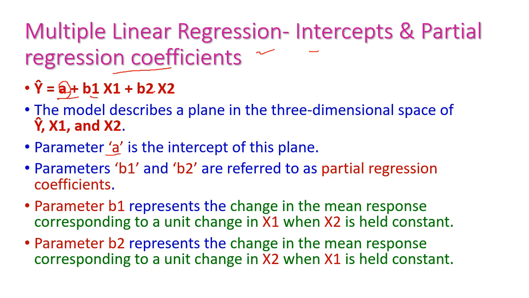So the parameter a is the intercept of the plane. That means the regression line crosses the y-axis when x equal to 0. So that is called the a value, or otherwise called the y-intercept. When we come to b1, b2, these are partial regression coefficients. Now the parameter b1 represents the change in mean response corresponding to a unit change in x1, but x2 is constant. So b1 is directly related to the x1 value and b2 is directly related to the x2 value, when x1 is constant. So b1, b2 are partial regression coefficients.